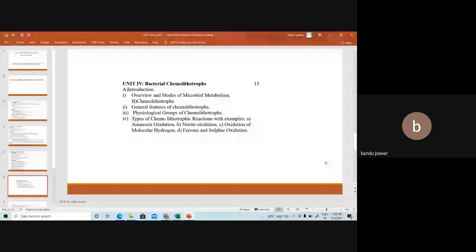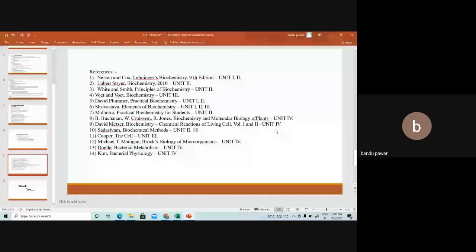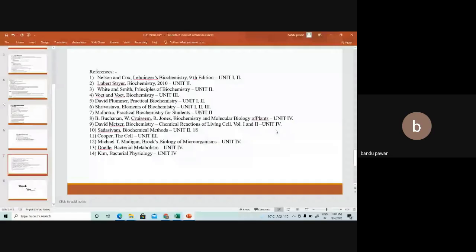And here are some references or some books for that paper, Microbial Biochemistry and Physiology. Denninger, then Stryer, White and Smith, White and White is also very important for that paper. Cooper, The Cell. That book is particularly for the third unit, that is bioenergetics.